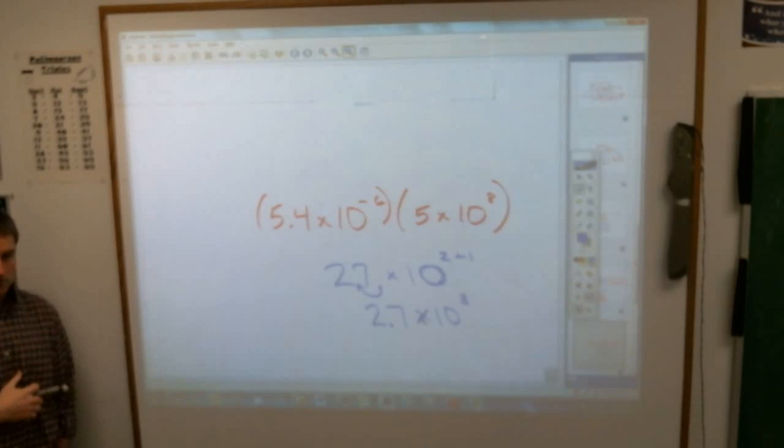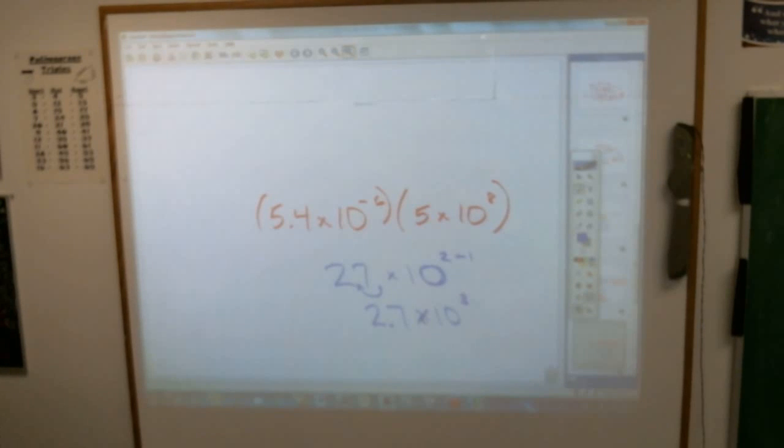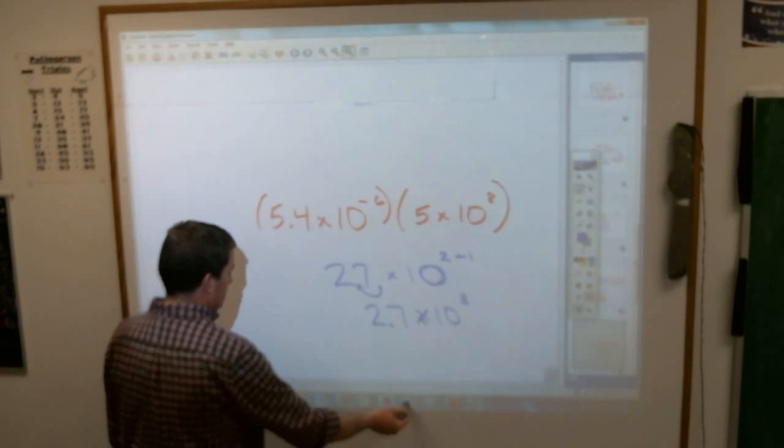How many people there? Did we make some headway? 2.7 times 10 to the third is what real number in standard non-scientific form? David? 2,700.